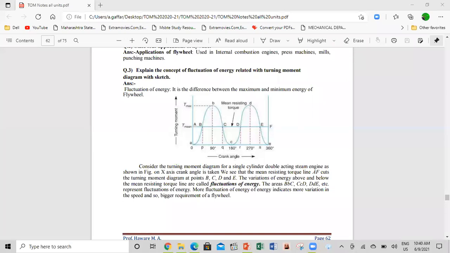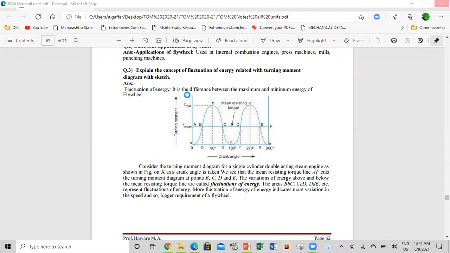Okay. So we'll study some theoretical terms in flywheel. First we will understand the fluctuation of energy. So on screen you have seen the diagram. In the x-axis is crank angle, and on the y-axis is turning moment.